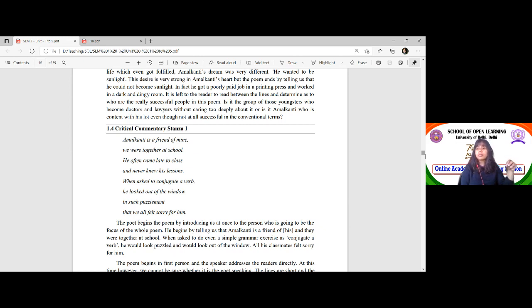Matlab, whoever is writing, see, sometimes when we write poems or when we write something, we might use first person or write like I, me, my. But it does not mean that this is necessarily the author or the poet. It can be another personality altogether that the author or the poet is writing about. So similarly, even in this poem Amal Kanti, the poet and the person narrating the poem or the person saying that Amal Kanti is a friend of mine can be said to be two different people. They are not necessarily the same person. The poet is writing about Amal Kanti and this other person. So Amal Kanti is a friend of mine and we were together at school, which is very simple to understand.